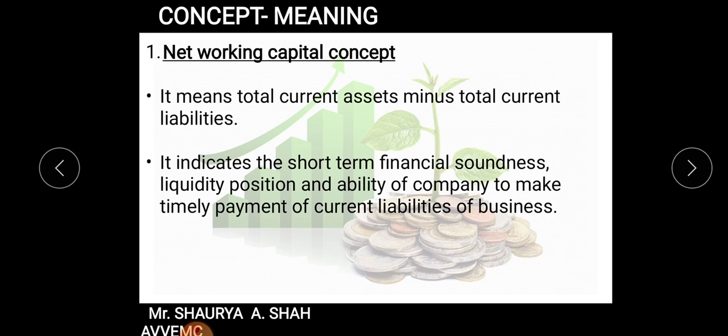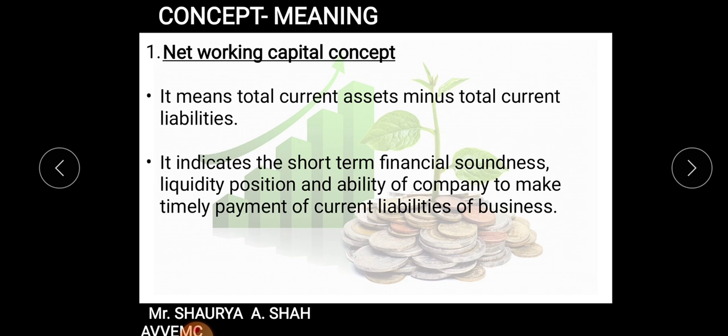Why do they need it? For knowing the repaying ability of the company, right? If they want to know the ability of the company, how much they are able to pay about their loans, about their EMIs, they need to calculate this part. Again, it also indicates the portion of total working capital to be financed by long-term sources.